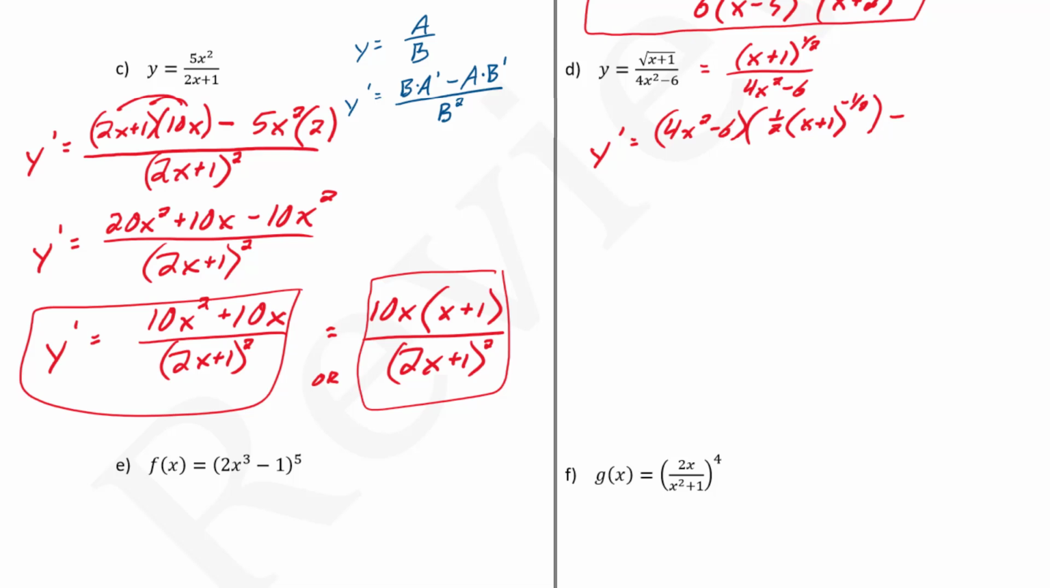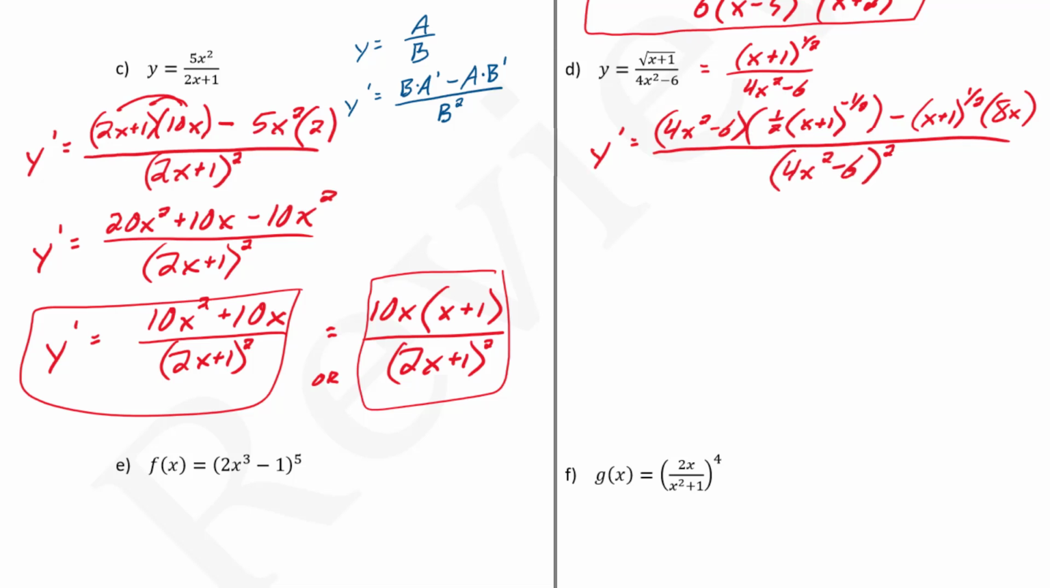Then it's going to be minus the top function, so x plus 1 to a 1/2, and then times the derivative of the bottom function, well, 4x squared, that's going to give me 8x, and then minus 6, that turns into a 0, so it would just be 8x. Then all of that's now going to be over the 4x squared minus 6 as a quantity being squared.